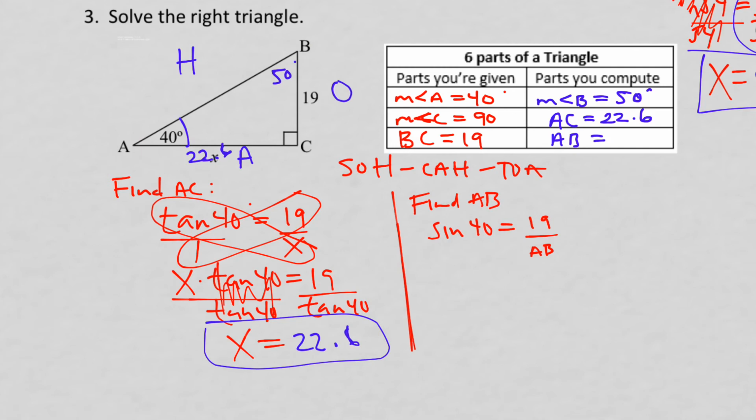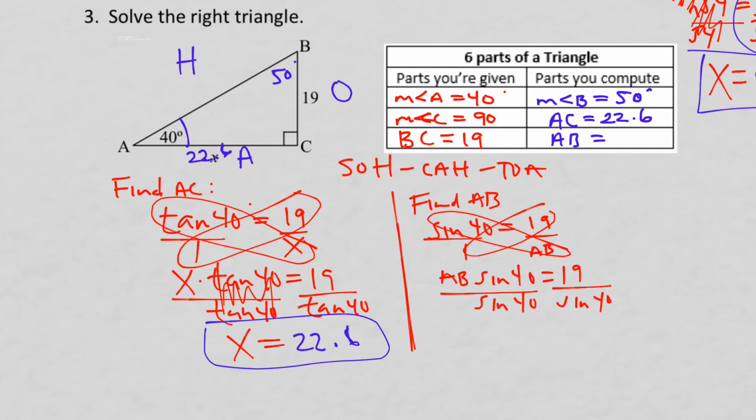Can I solve this? This is a proportion, so I'm going to use cross product. So AB times sine of 40 equals 1 times 19. I can divide by sine of 40 to both sides. So this cancels out. So the last side here, AB, is equal to, again with a calculator, if I just press 19 divided by sine of 40, I'll get approximately 29.6. So I've now found all 6 parts of my right triangle, which means that I've solved my right triangle.